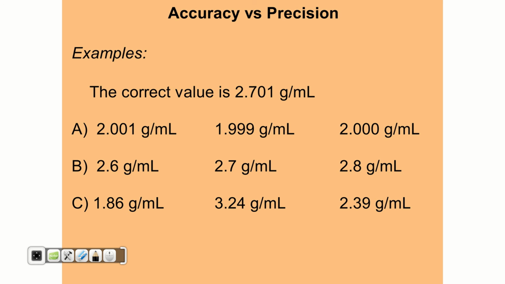All right. If I look at these situations, okay, we would say this is what you're trying to get. The actual value should be 2.701. Okay, or we'd probably reveal that at the end of the experiment. Group A here got 2.001 in their first trial, 1.999 in their second trial, and 2.000 in their third trial. What can you tell me about them? Are they accurate? Are they close to the real value? The answer to this would be no, based on percent error.